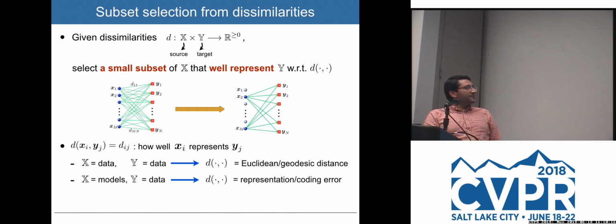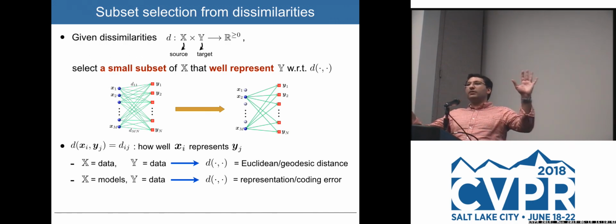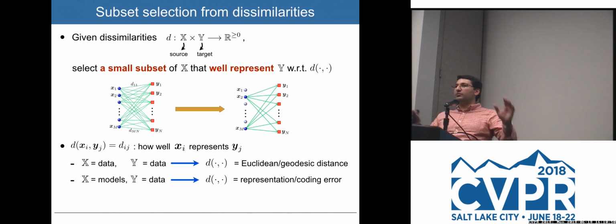When x is a set of data points and y is a set of data points, for instance, you can select Euclidean or geodesic distances as pairwise dissimilarities. When x is an ensemble of models and y is a set of data points, we can choose the representation or encoding error of how well a model represents the data. And when both are models, we can select distances between models, or if they are probability measures, for instance, KL divergence between probabilities.